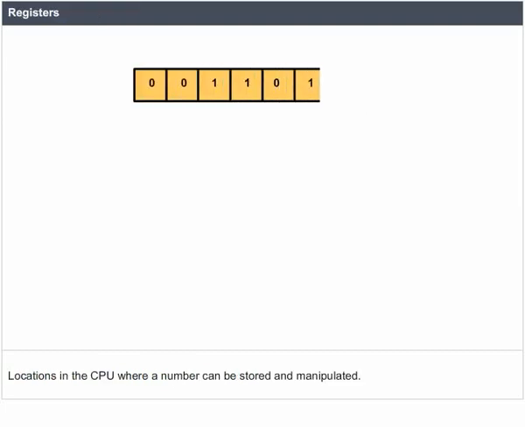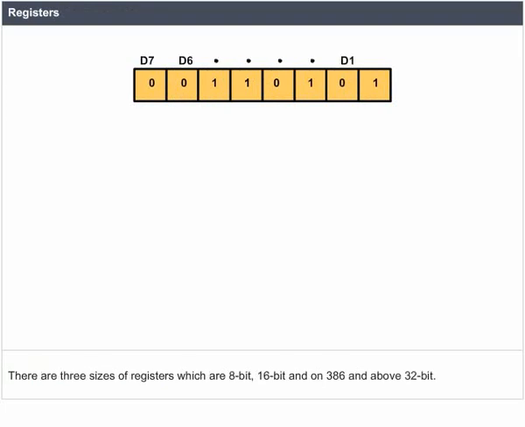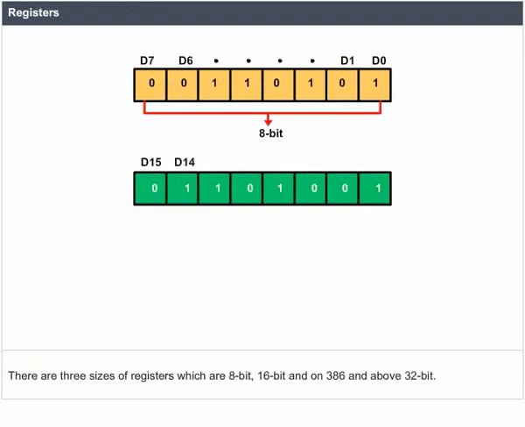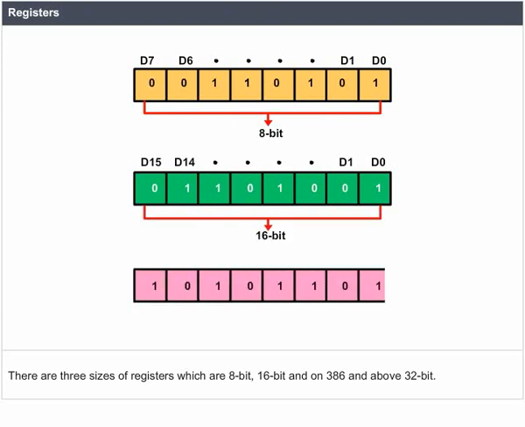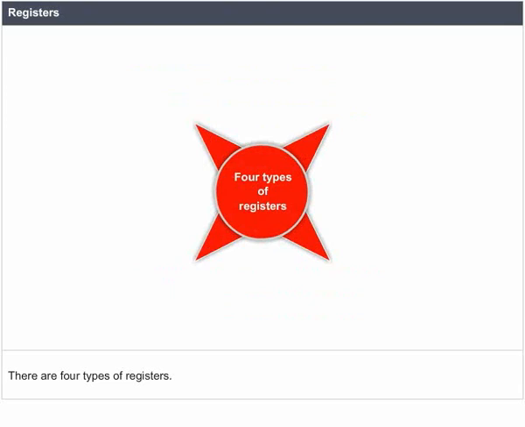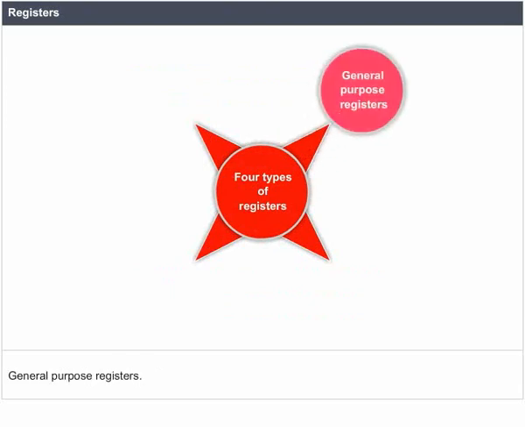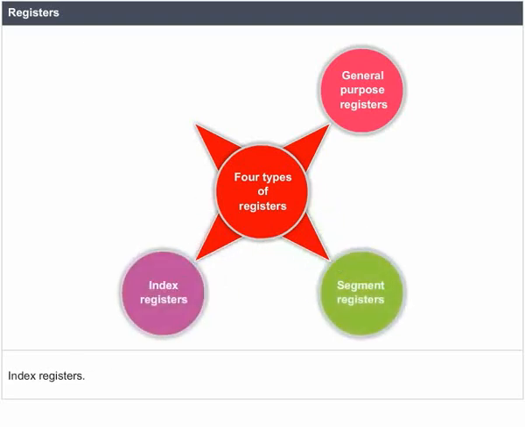Registers are locations in the CPU where a number can be stored and manipulated. There are three sizes of registers, which are 8-bit, 16-bit, and on 386 and above, 32-bit. There are four types of registers: general purpose registers, segment registers, index registers, and stack registers.